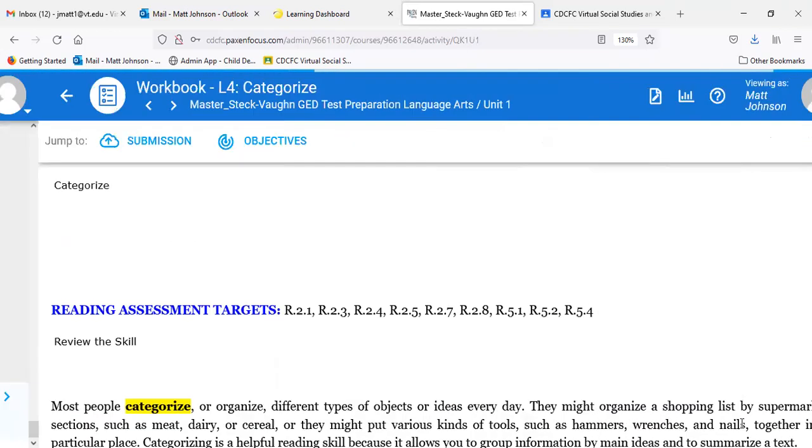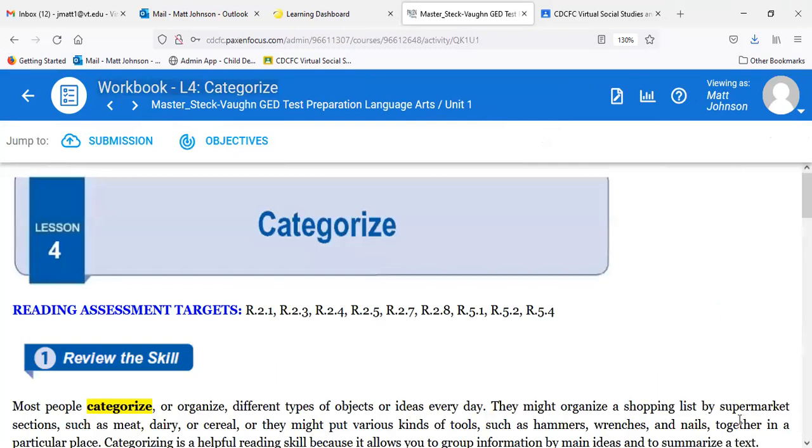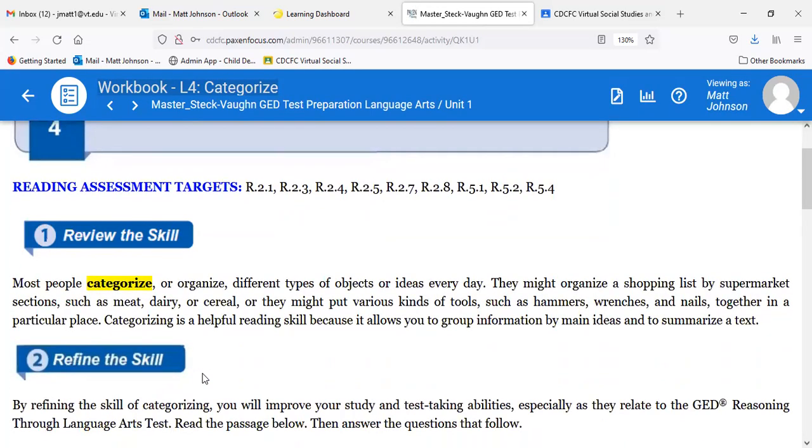the workbook. Give everybody a second here to catch up. Make sure you're on lesson four, workbook, categorize. And yeah, just stating the same thing here. Most people categorize or organize different types of objects or ideas every day. So they might organize a shopping list by supermarket sections, such as meat, dairy, or cereal, or they might put various kinds of tools, such as hammers, wrenches, and nails together in a particular place.